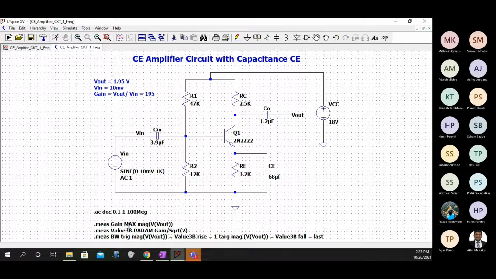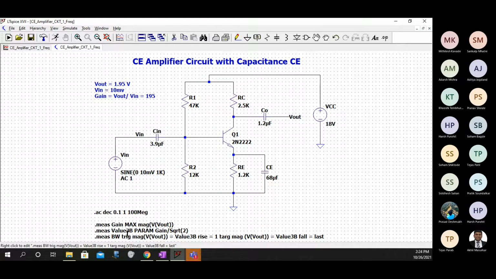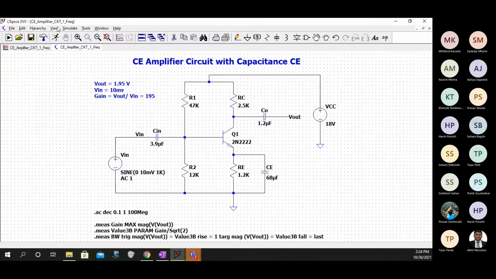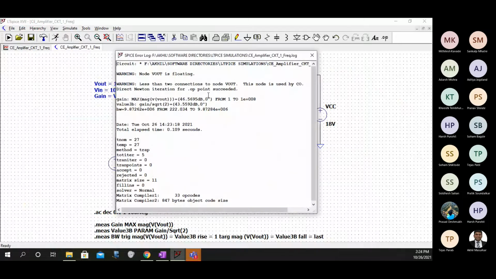Now what are these commands? So first thing is dot measure gain. We have to write max magnitude V of V out. Max magnitude means it will give me this maximum magnitude, and the same thing we just now saw here in the spice error file, that is this. Now this gain is from which frequency to which frequency, that it gives you here.